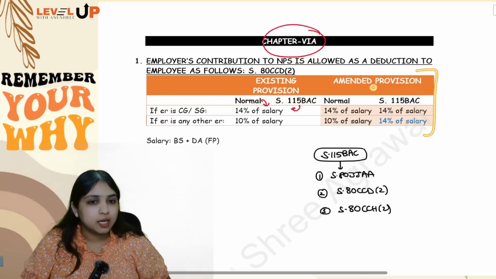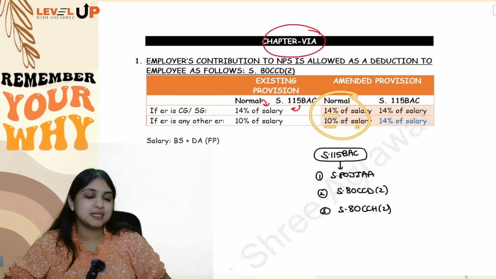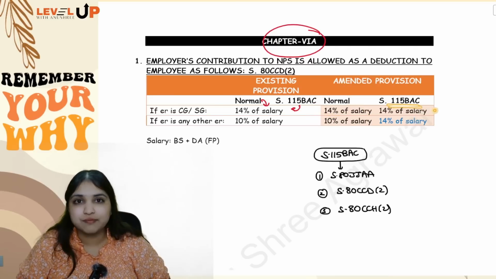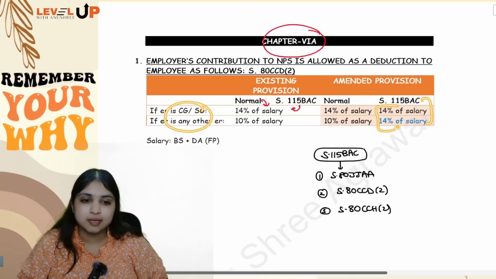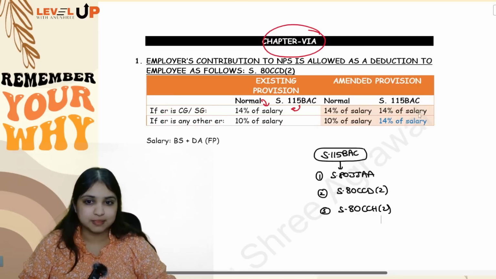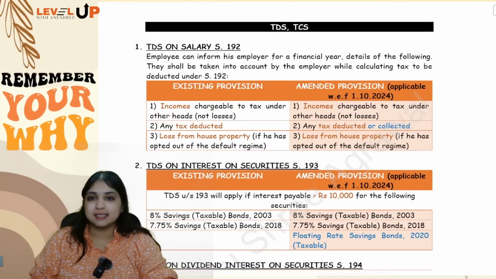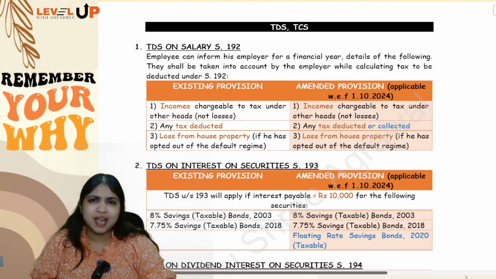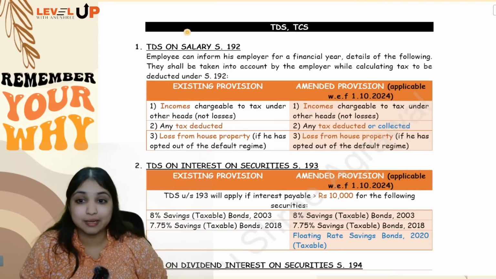Simple provision. In the normal regime, no change. Here you still have two numbers, 14% and 10%. Only in 115BAC, irrespective of who the employer is, the maximum limit is going to be 14% of salary. Okay. Then coming to our TDS and TCS chapter, here we have a few amendments but very simple amendments. I'll explain them to you one by one.